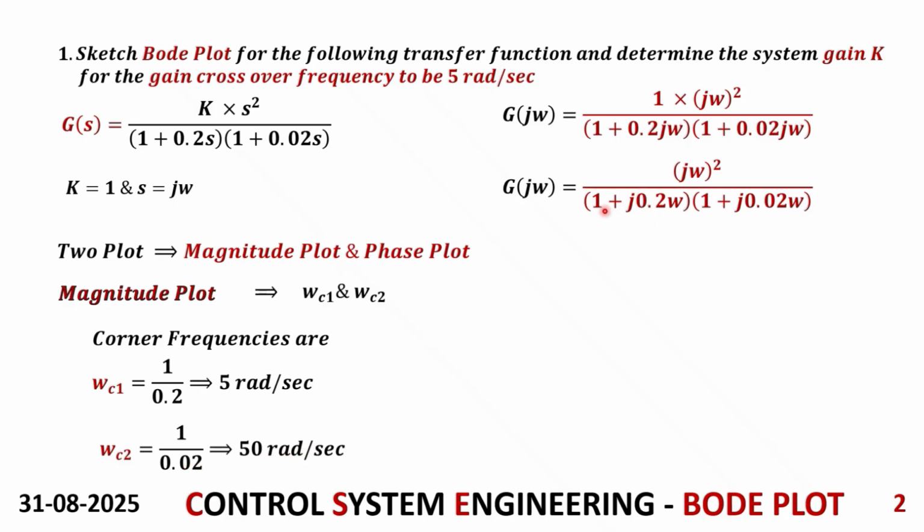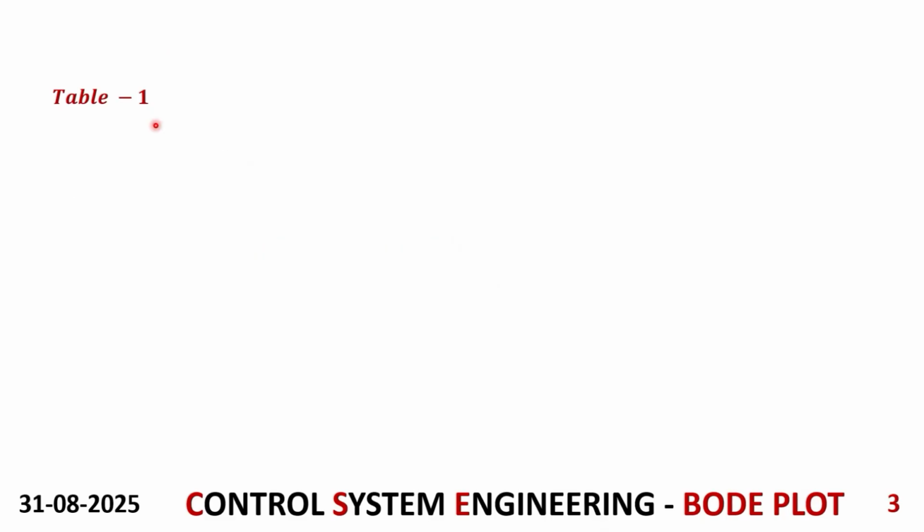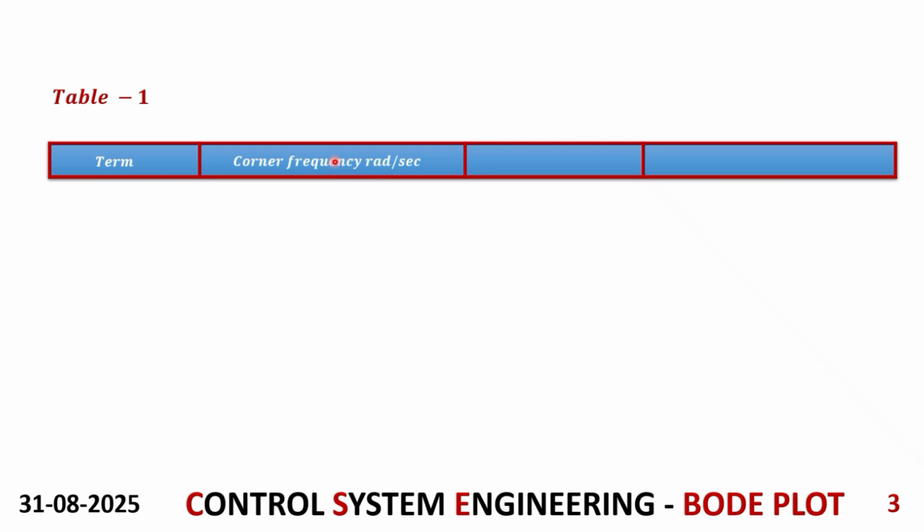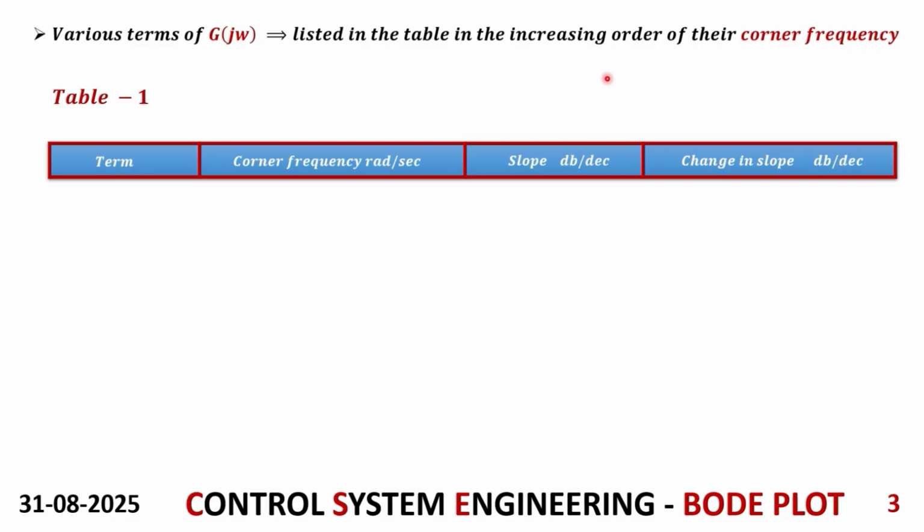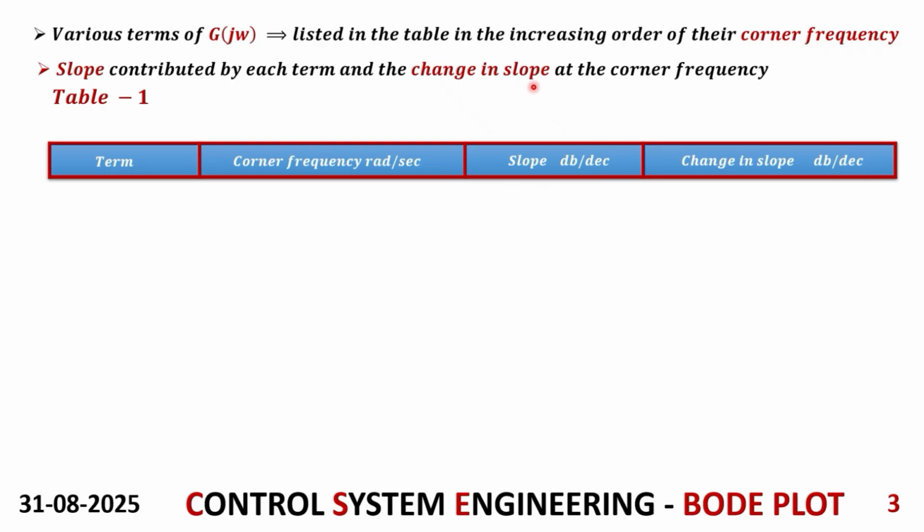The terms which involve the real and imaginary parts are only in the denominator. Table 1: in this table we are going to construct the magnitude plot. So the columns are term, corner frequency, slope, change in slope. For the given transfer function we need to list the various terms of G(jω) in order of the corner frequency, along with the slope and the change in slope for every corner frequency.